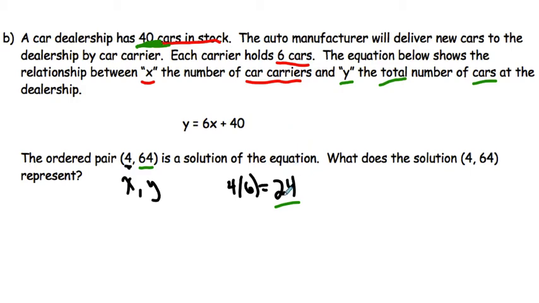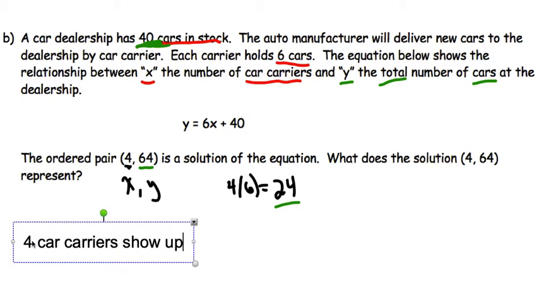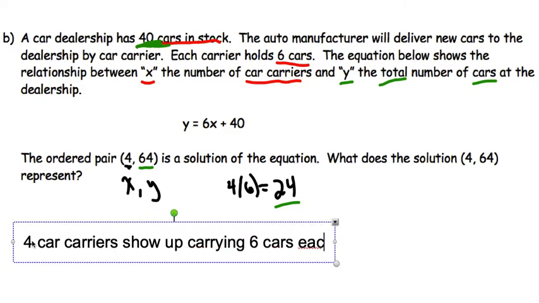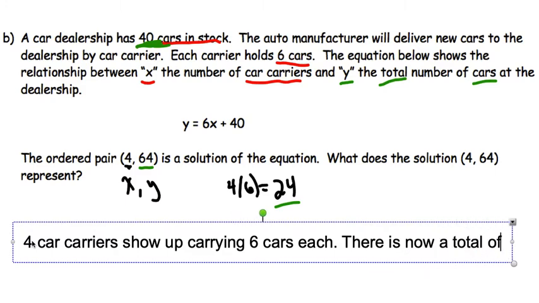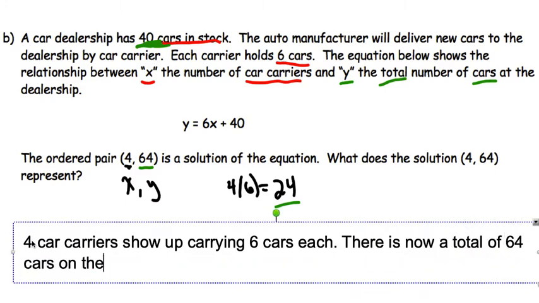So what we need to do is write what this means. We're going to do a little bit of writing, not a ton. We just want to say, what does this represent? So 4 car carriers show up carrying 6 cars each. There is now a total of 64 cars on the lot.